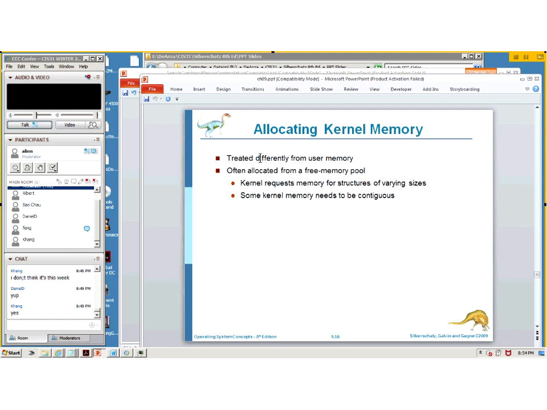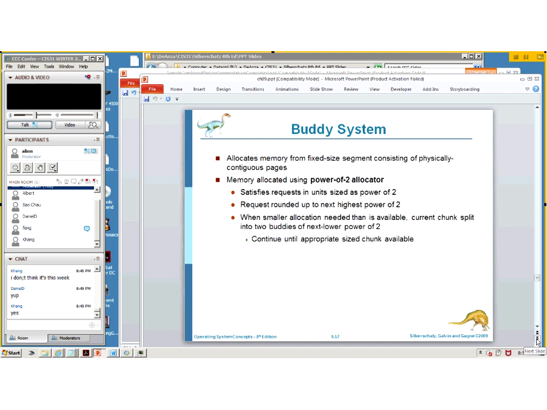So you process it differently. Often allocated from a free memory pool. Kernel requests memory for allocation of varying sizes. Some kernel memory needs to be contiguous because it's in real storage. It's not in a paged device. It's not being paged. It might be swapped out, but it's swapped out as a complete page.